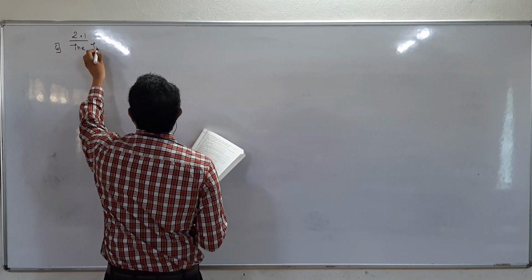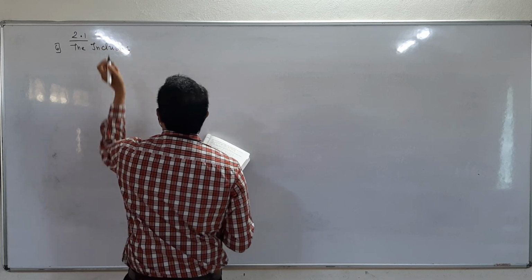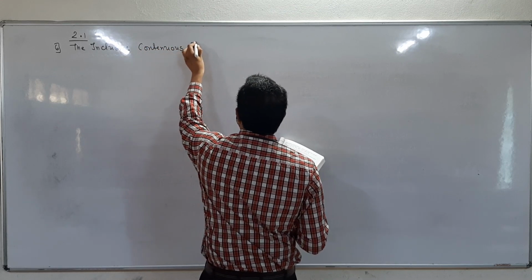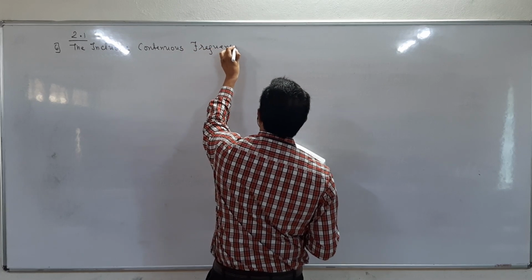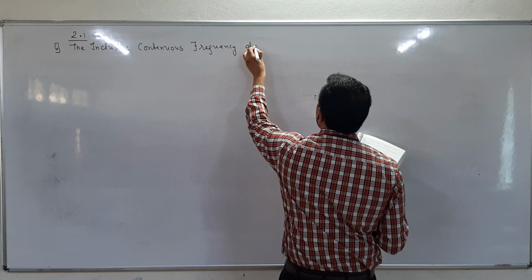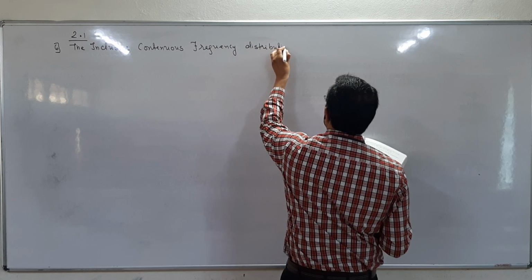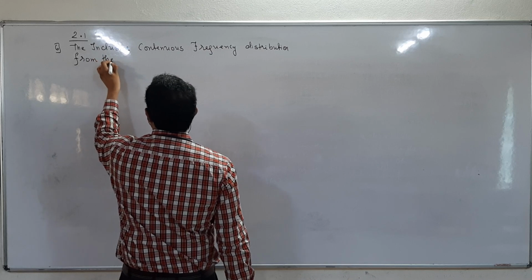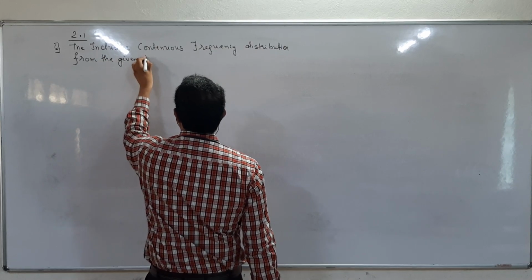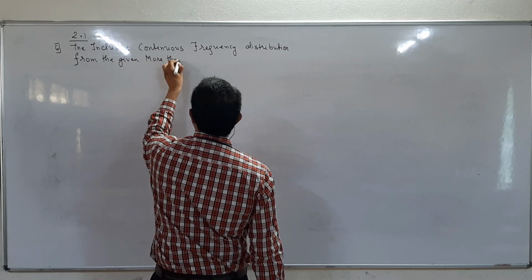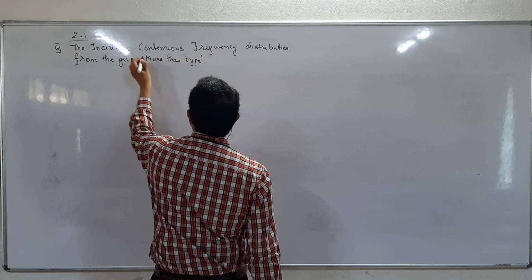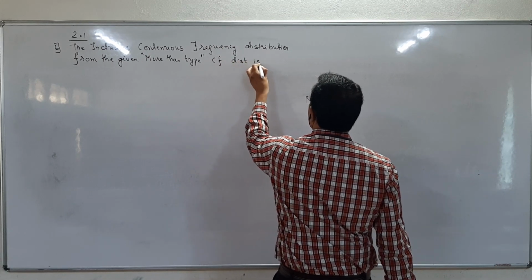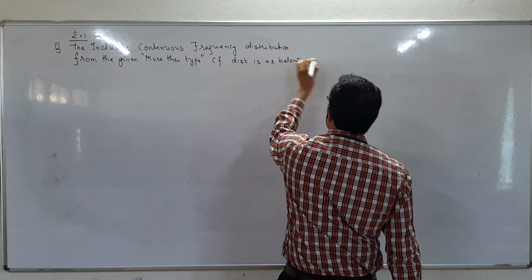So I am writing the inclusive continuous frequency distribution from the given more than type cumulative frequency distribution is as below.